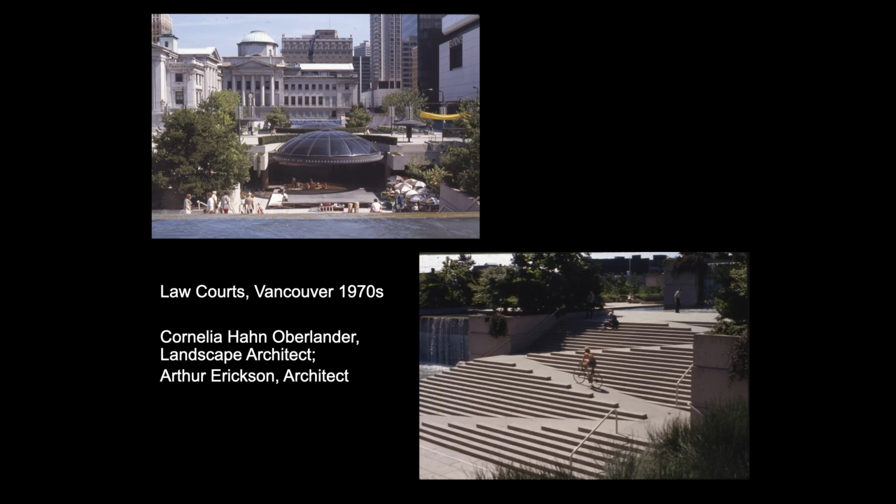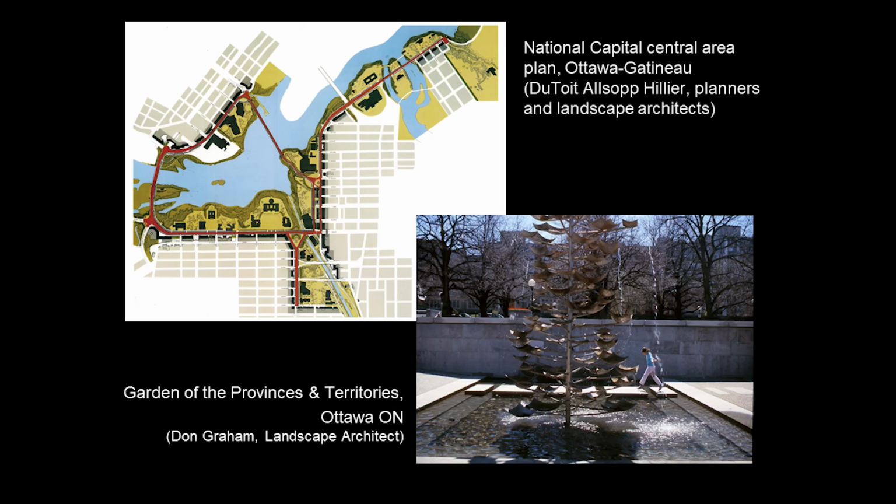In Vancouver, the striking 3-block-long Law Court project, created by architect Arthur Erickson and landscape architect Cornelia Hahn Oberlander, was one of many groundbreaking projects. In Canada's capital region of Ottawa and Gatineau, the National Capital Commission oversaw a large-scale reorganization and rebuilding of the federal precinct in close collaboration with the municipalities. A number of smaller-scale urban jewels, such as Don Graham's elegant Garden of the Provinces and Territories, were realized as part of this overall large-scale project.